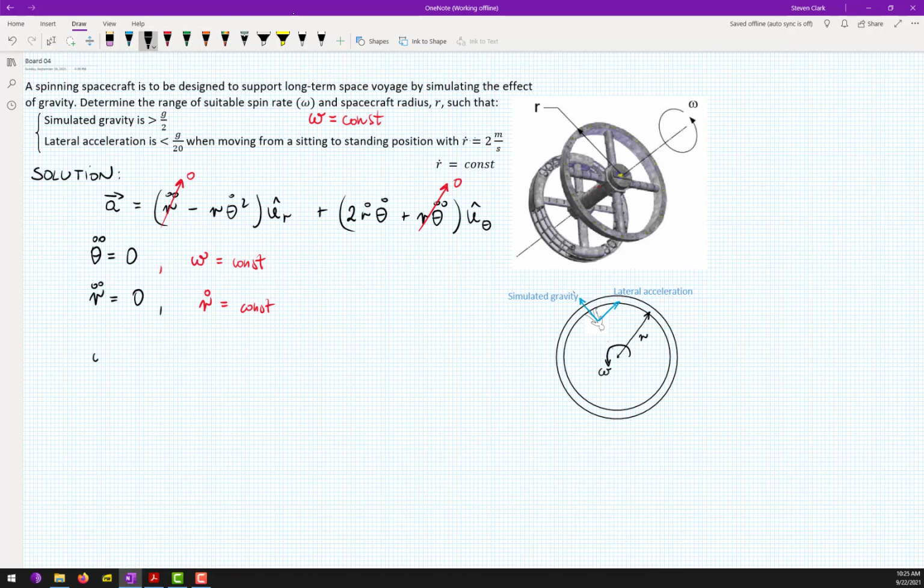And we have A is equal to minus r theta dot squared U_r plus 2 r dot theta dot U_theta. Alrighty, so this is lateral acceleration.